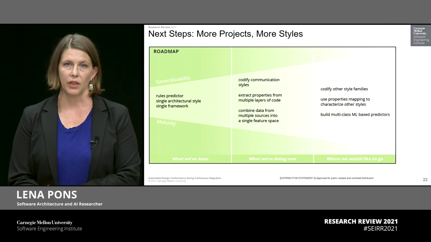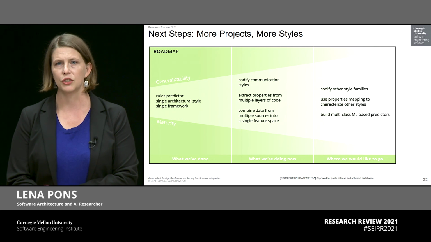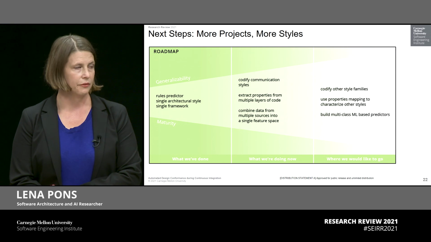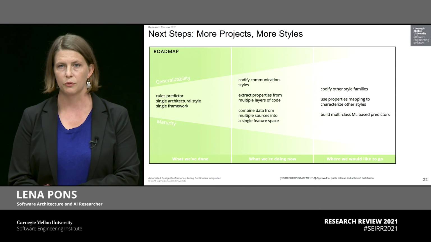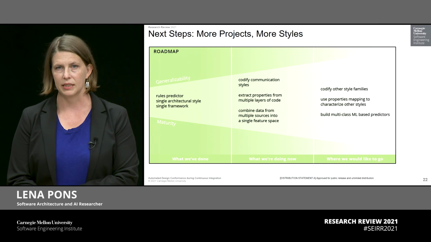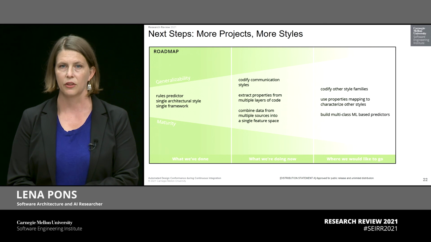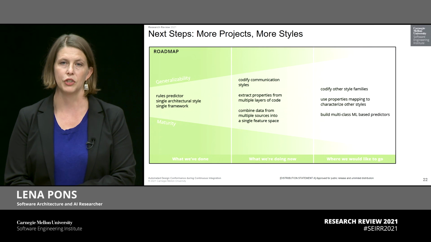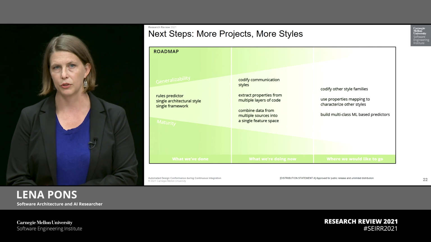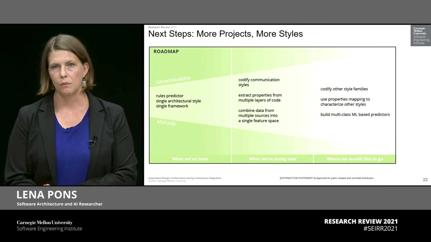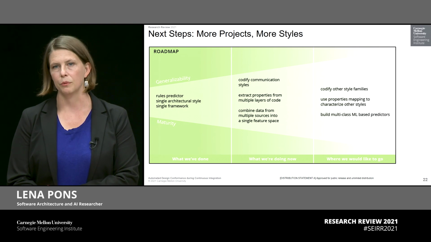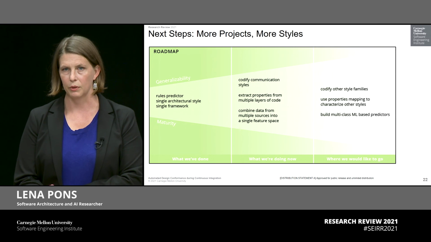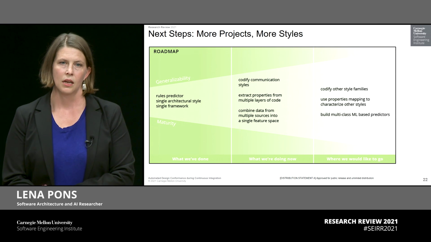And where we'd like to go is to extend the work that we did for communication styles to other software style families, identify what additional properties may be necessary to characterize styles in these other families, and build machine learning-based predictors that are able to predict multiple styles in a single predictor, or if that's not possible, to build multiple machine learning-based predictors that would detect all of these different styles.